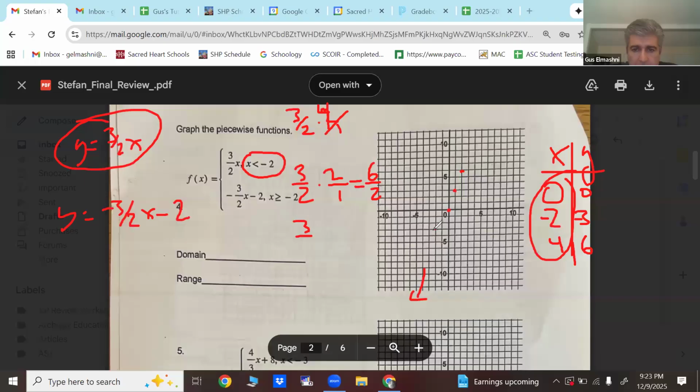And it's a hole because it's not included. And then if we go down 3 over 1, down 3 over 1, it's like that. Let me erase this junk here. So that's what happens. You're graphing a piece. That's why it's called piecewise. Now let's look at the next piece.